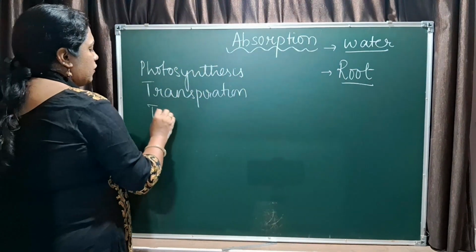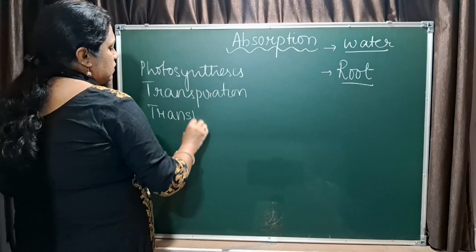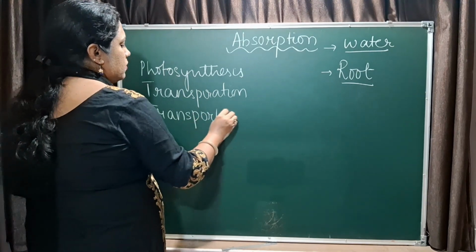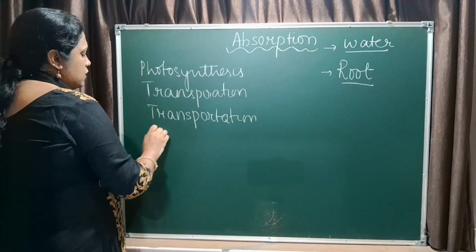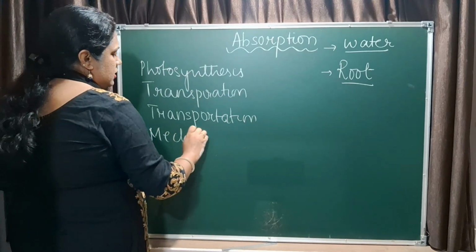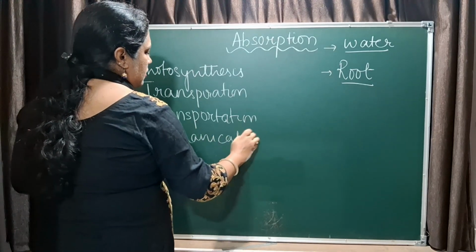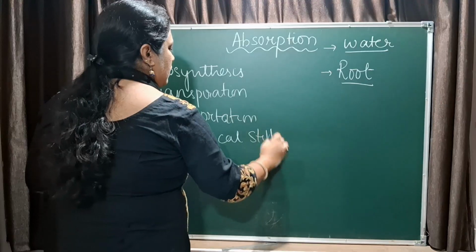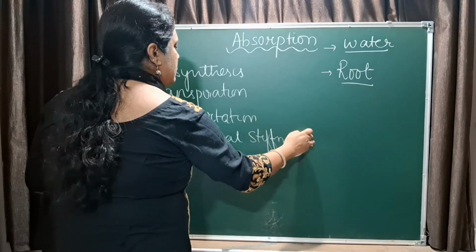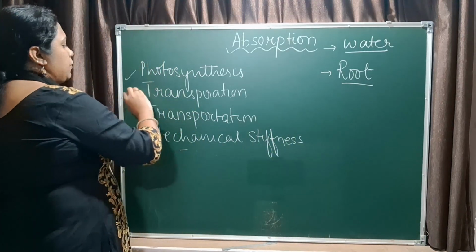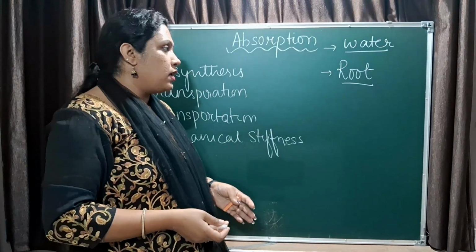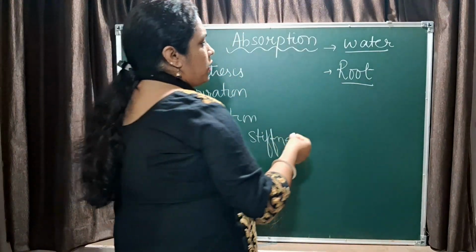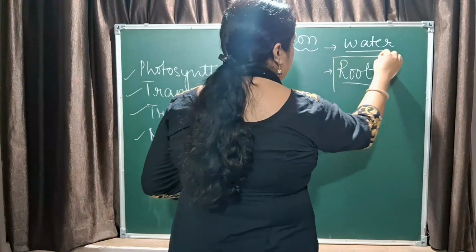Then we need water for the process of transportation. And lastly, plants need water for mechanical stiffness. Now these are the four needs why water is involved with the plants. Now the next point is what is required by the plants for absorption.